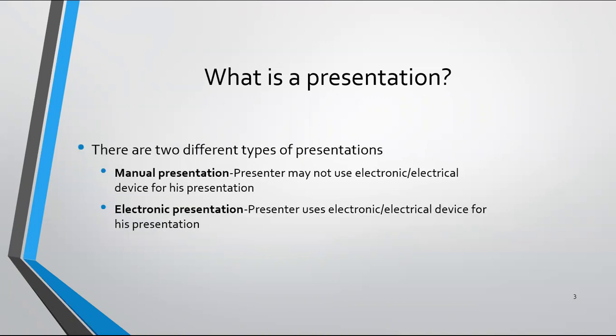So there are two different types of presentations. The first one is manual presentation and the second one is electronic presentation. Under the manual presentation, the presenter may not use electronic or electrical device for his presentation. But when it comes to the electronic presentation, the presenter uses electronic or electrical device for his presentation.